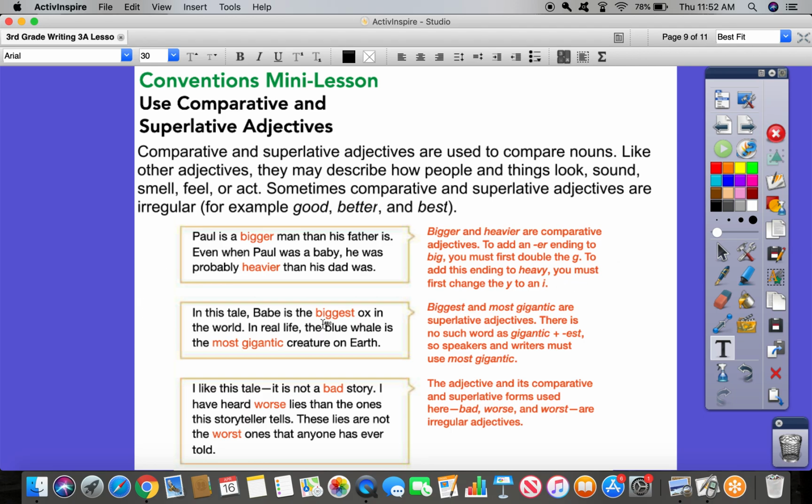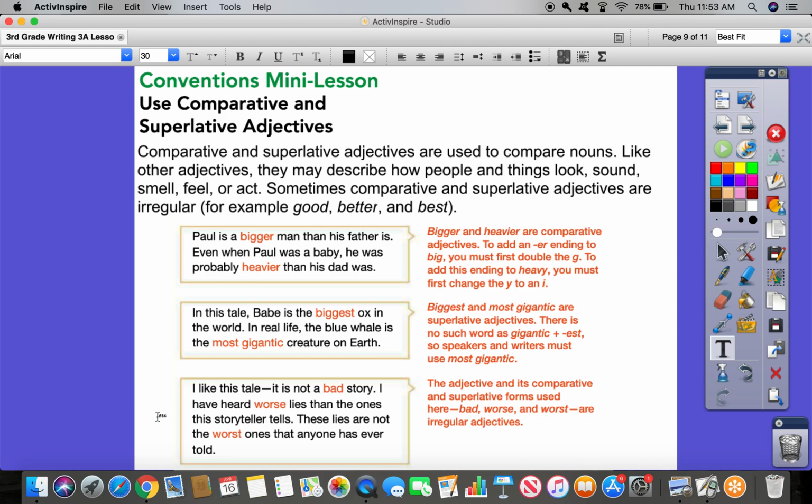In this tale, Babe is the biggest ox in the world. In real life, the blue whale is the most gigantic creature on earth. Biggest and most gigantic are superlative adjectives. There's no such word as gigantic plus EST, so speakers and writers must use most gigantic.